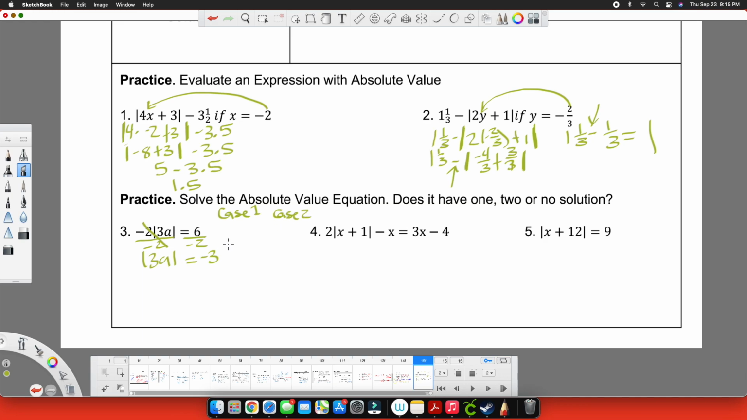And I end up with 3a equals -3. Uh-oh, case 1 can't be negative. So right away, I stop and go, no solution. I can't do this. Remember, case 1 needs to be positive. I can't start with a negative.